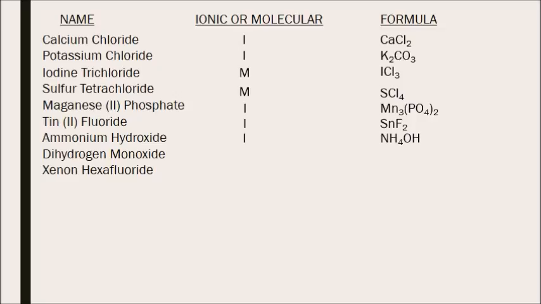Next, we have another prefix, and then also 2 nonmetals. So you're going to know that it's molecular. And dihydrogen means you're going to have 2 hydrogens and 1 oxygen in that order. So you're going to get H2O for dihydrogen monoxide.